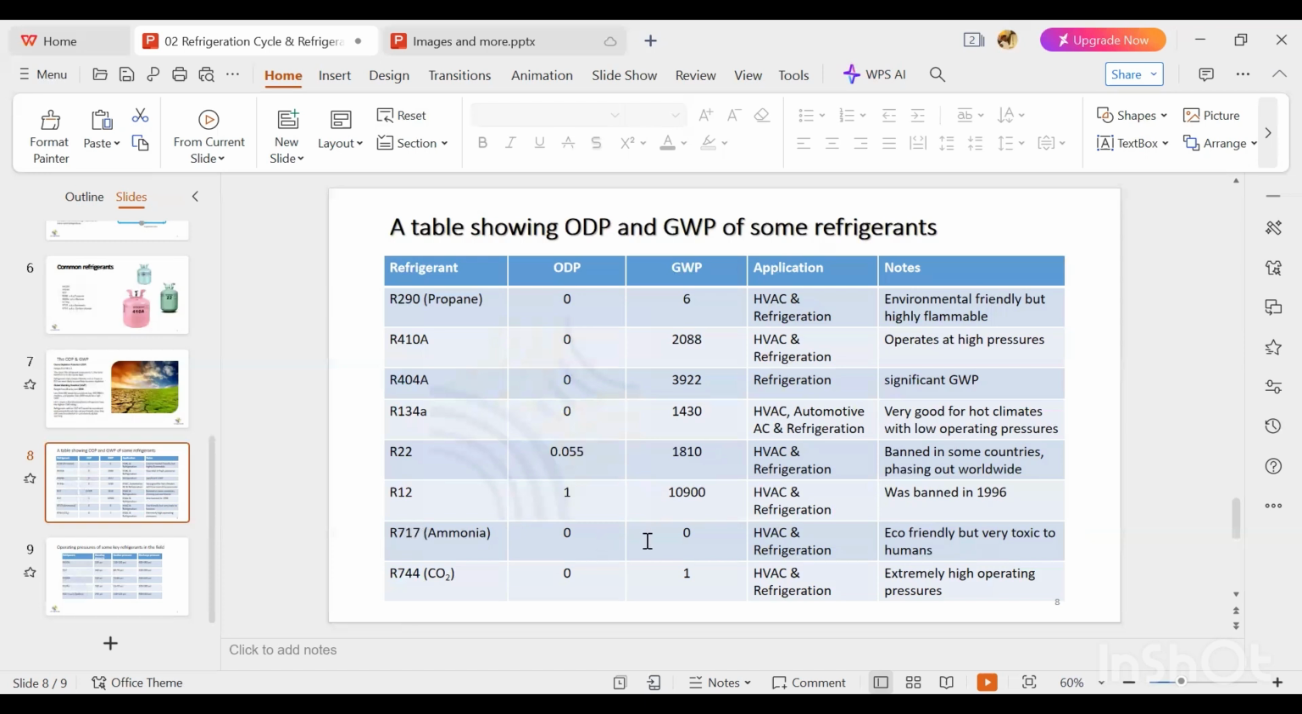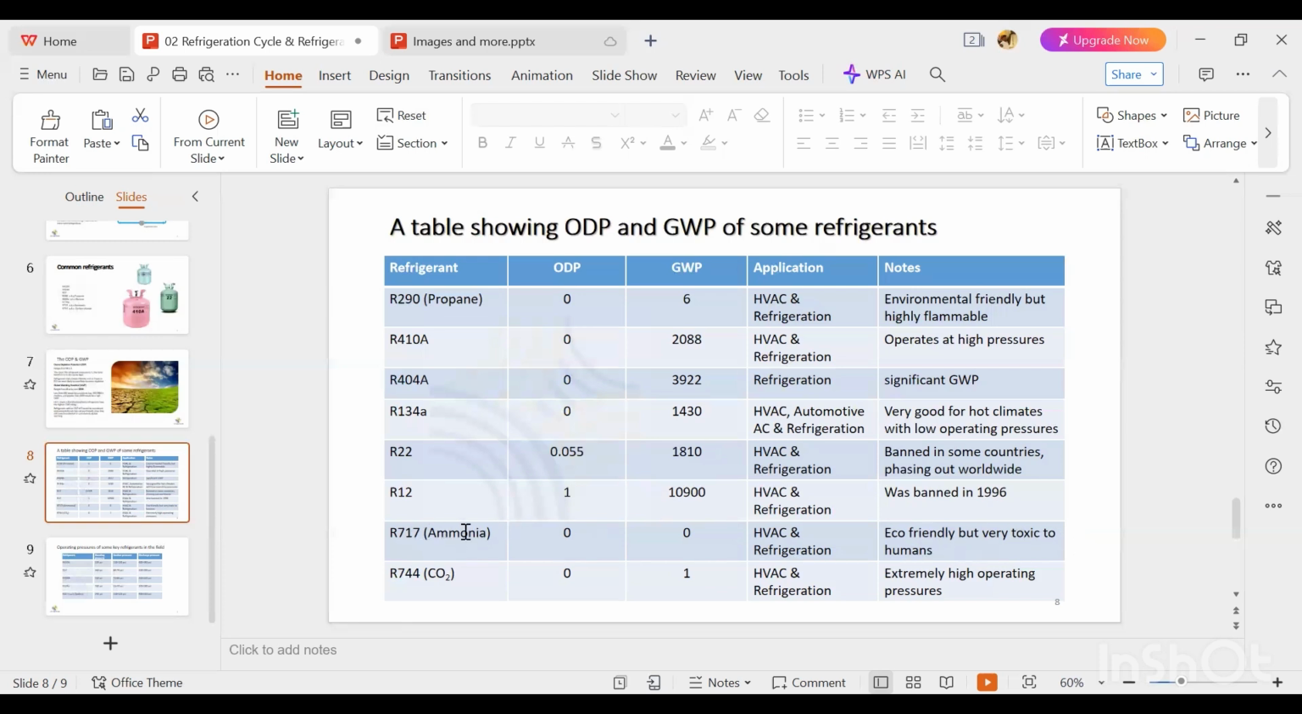Then there is R717, that is ammonia. Ammonia, as I said, is a natural gas. As I said, these 700 series indicate natural refrigerants. So this one is okay to the environment. Very, very okay to the environment. It is eco-friendly, but very toxic to humans.